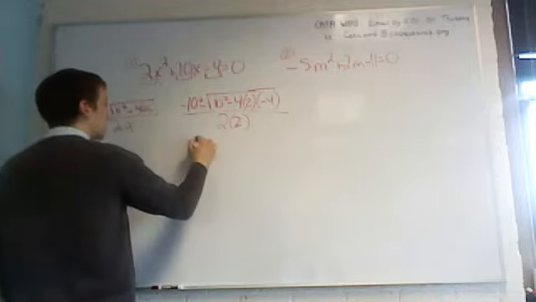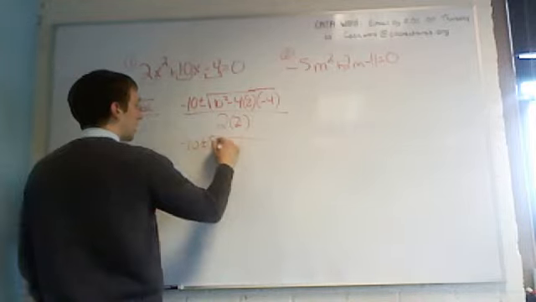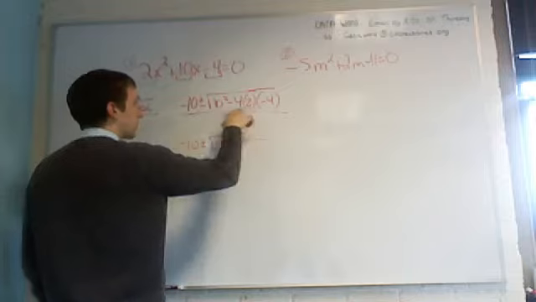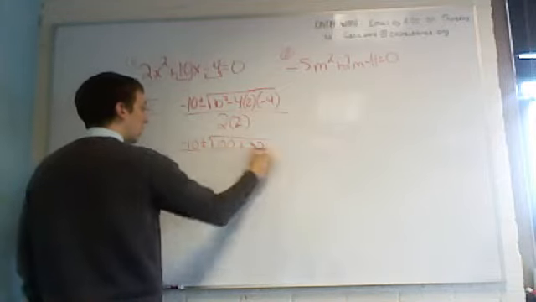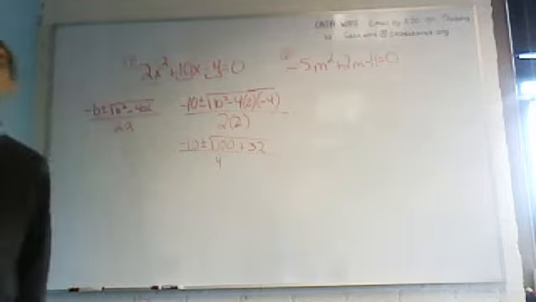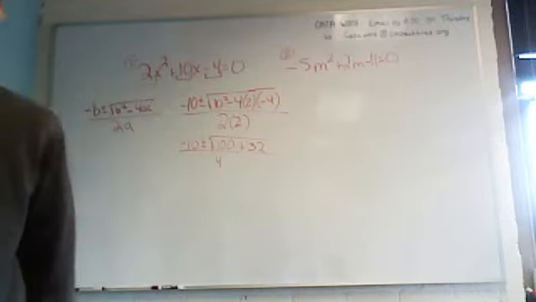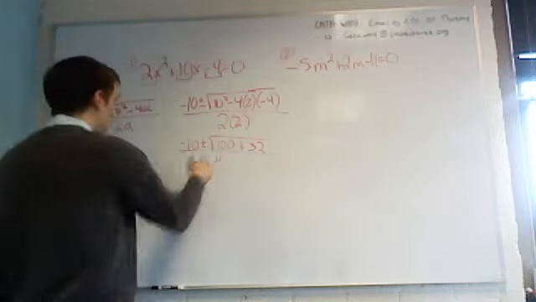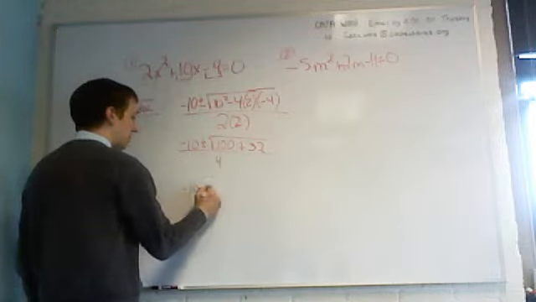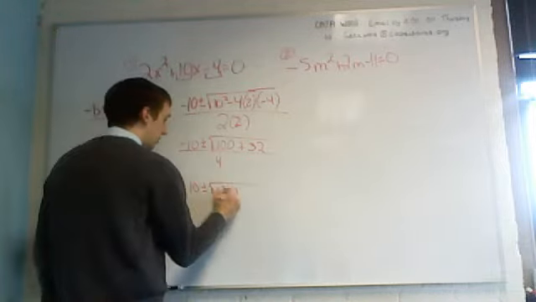So negative 10 plus or minus the square root of 100 plus 4 times 4 is 16, so plus 32, because there's a 2 in there. All over 4. There's an important piece here that I saw a lot of people didn't get. So this is negative 10 plus or minus the square root of 132, all over 4.